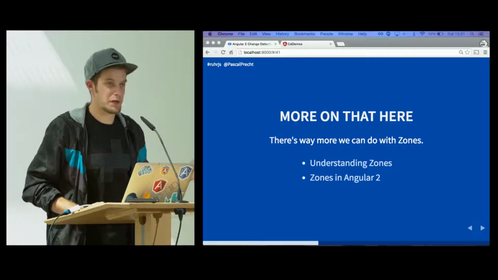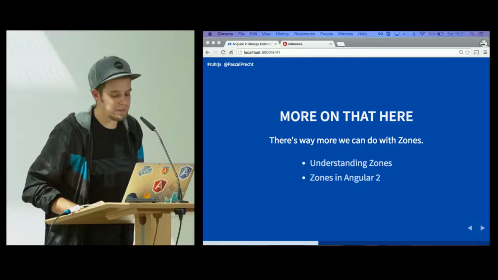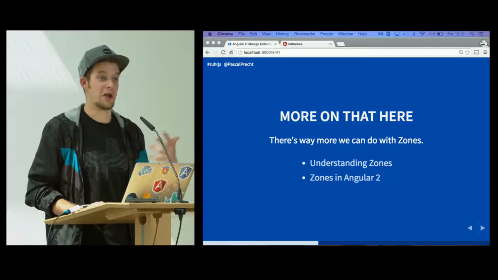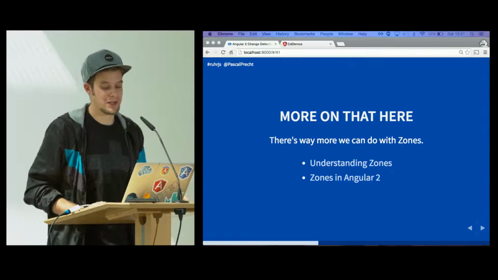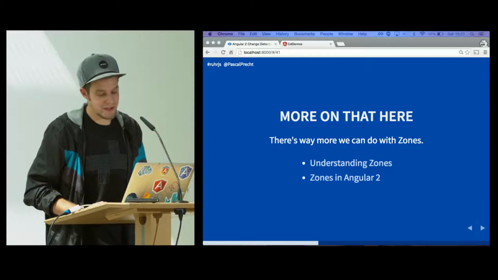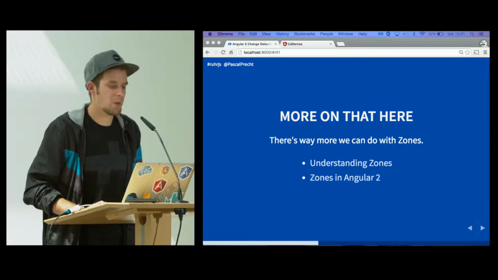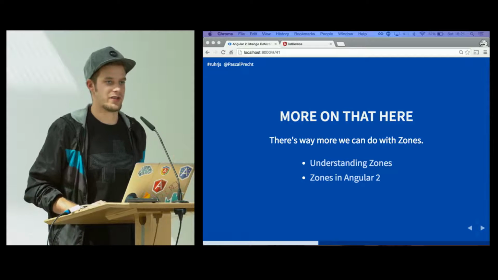If you want to read more about zones, there are 2 articles on our blog about zones and about zones in Angular 2 specifically. But now that we know what actually notifies the framework when a change has happened, or if something could have happened, we now want to understand how change detection is performed.